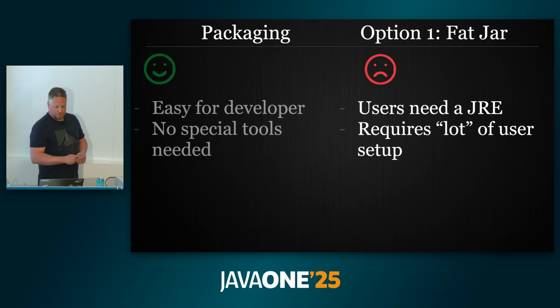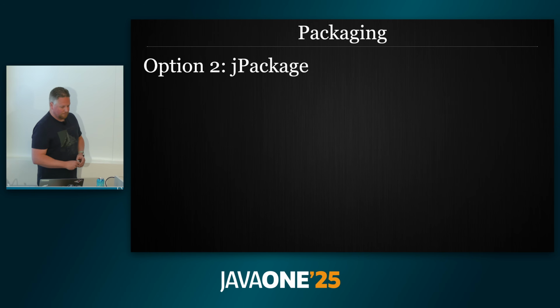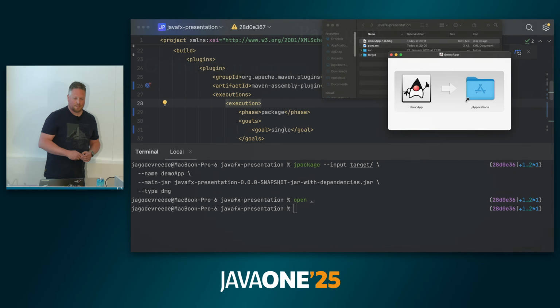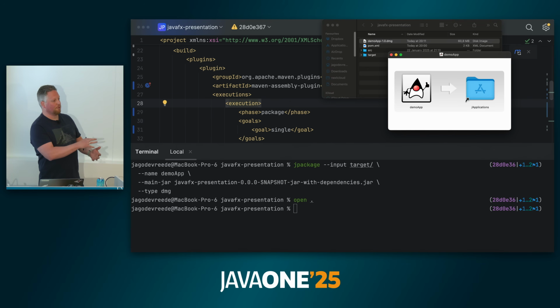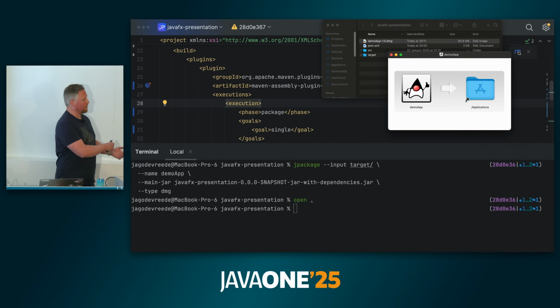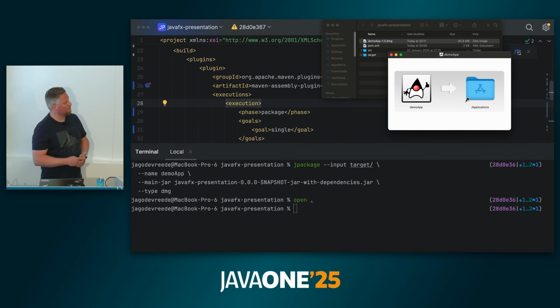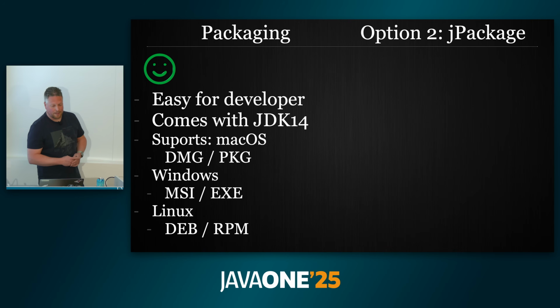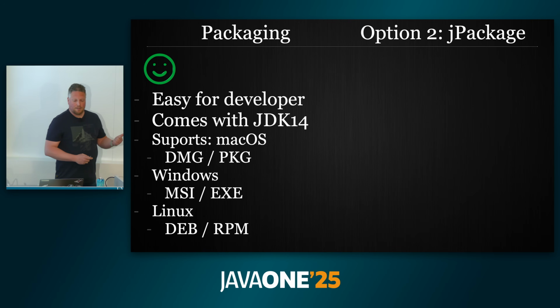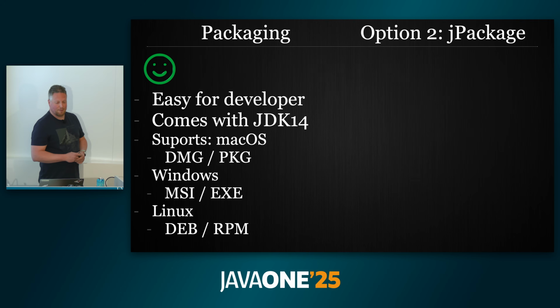There's something else that we can use. We can use JPackage. JPackage is a tool that allows you to wrap your fat jar into a nice application. So you have a nice installer that's specifically tailored for your operating system. So it's a simple command line tool and you get a decent application out of it. It's also easy for the developer. It comes with JDK 14, so it was introduced a long time ago. And it supports every operating system and you get a nice installer out of it.